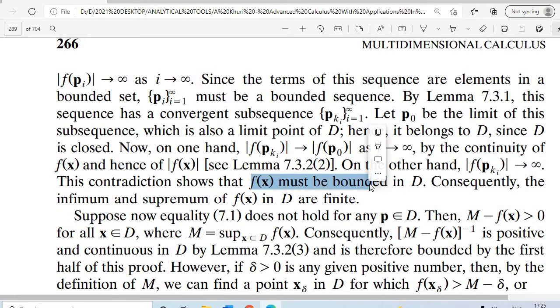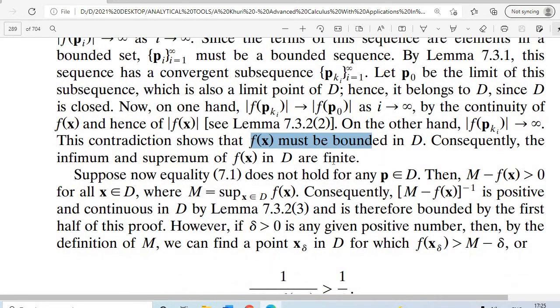If we consider the set of all f of x values, that is bounded. For a bounded set, we have some infimum and supremum. Since f of x is bounded, both the infimum and supremum are also bounded. Bounded means finite. So consequently the infimum and supremum of f of x in D are finite.